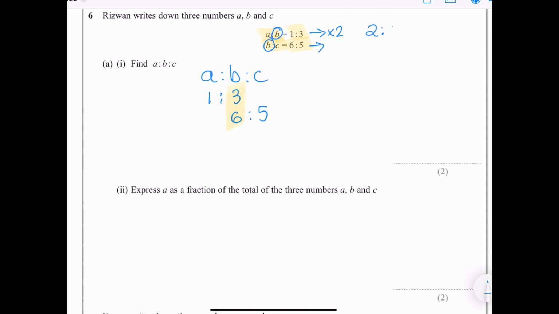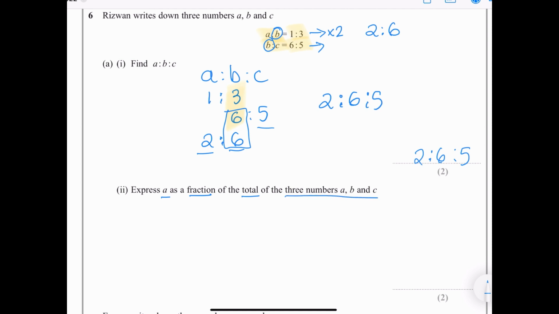So looking over here, if I multiply the first ratio by 2, that's the same as doing 2 A parts to 6 B parts. Now my B parts are the same, so I can write it as one big combined ratio. It's 2 to 6 to 5. And that's it.